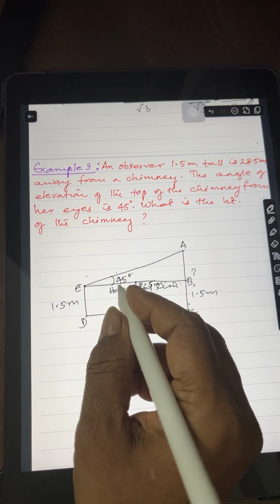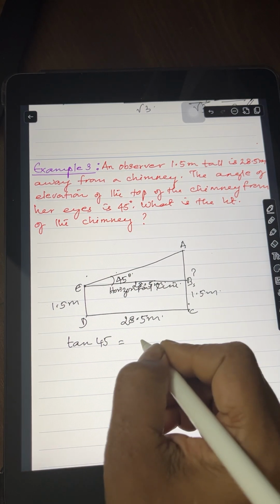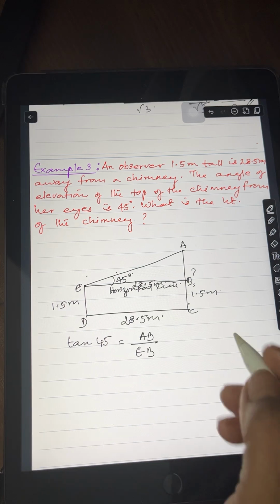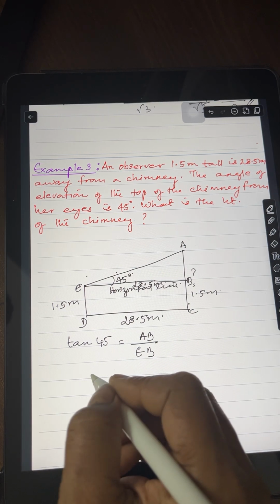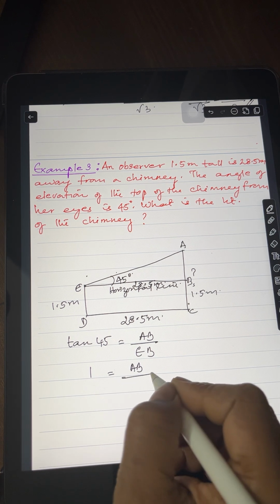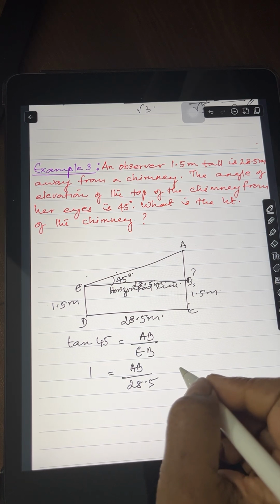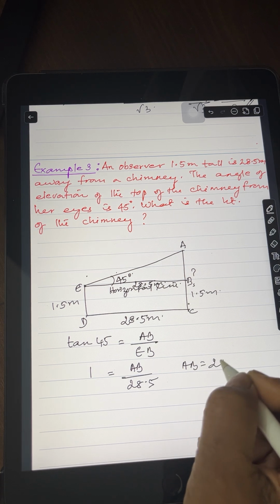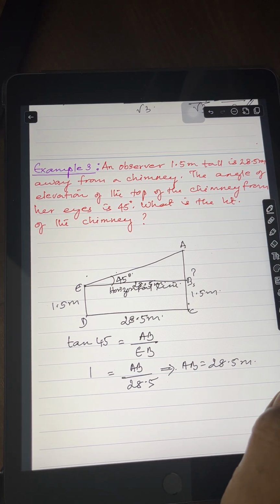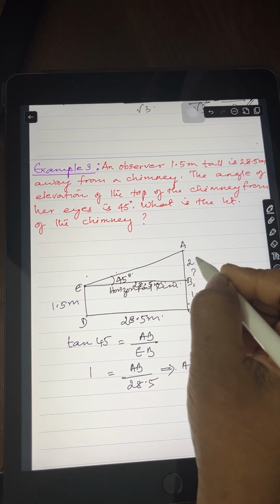Okay, now it is 45 degree. So you can take tan 45. Tan 45 is equal to what? AB by EB. So what is AB? AB you don't know. Tan 45 is 1. Write it as AB, and EB is nothing but 28.5. So what will AB be? AB is equal to 28.5 meter by cross multiplying. So AB is 28.5. You got AB.